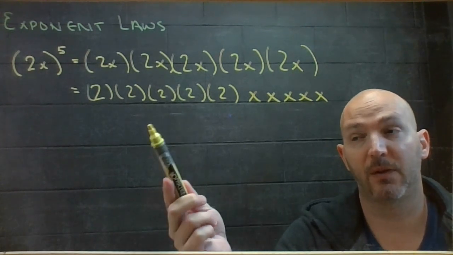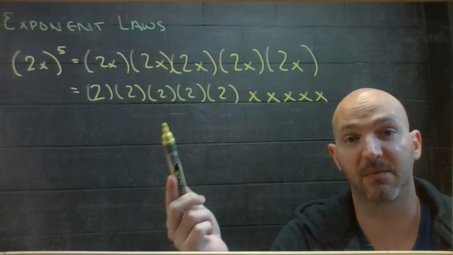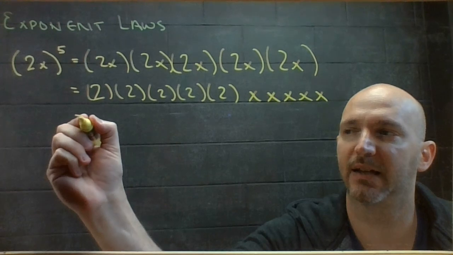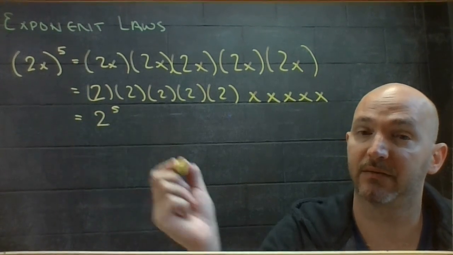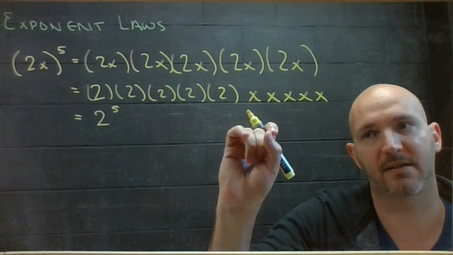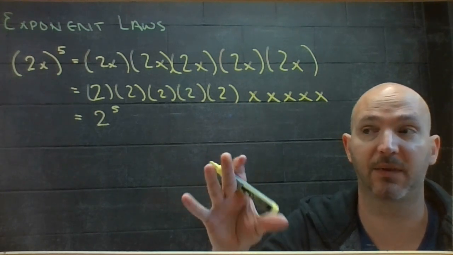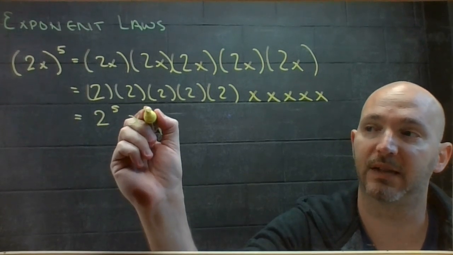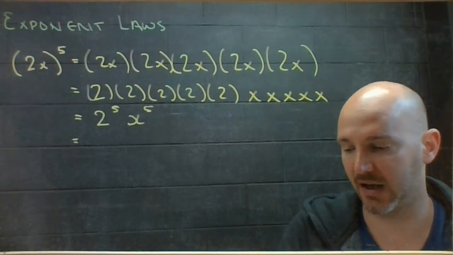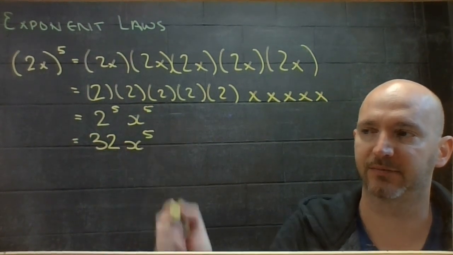Now, if you look at this part here, this is just another repetitious multiplication. So 2 times 2 times 2 times 2 times 2, I could rewrite that as 2 to the power 5. And this mess here, I have an x times an x times an x times an x times an x. That's an x multiplied by itself 5 times. So I could just write it like that. And to finish, 2 to the power 5, put it in your calculator, that's 32, x to the 5.